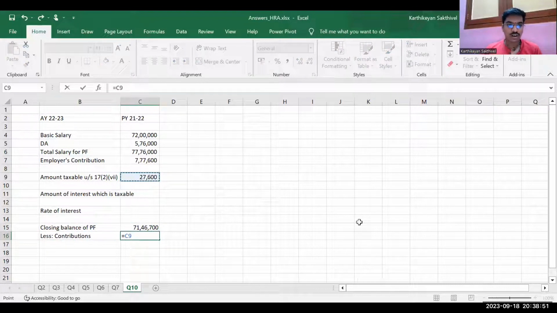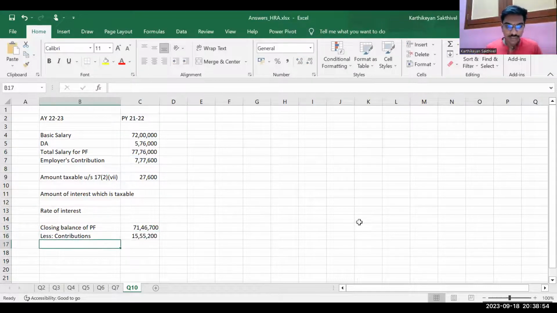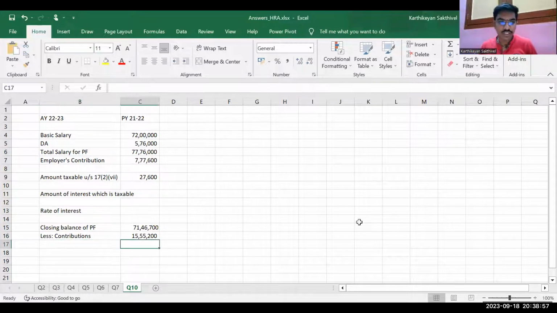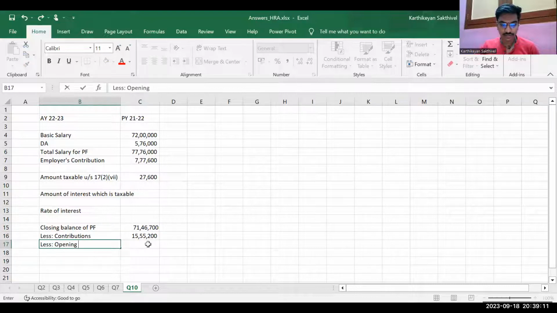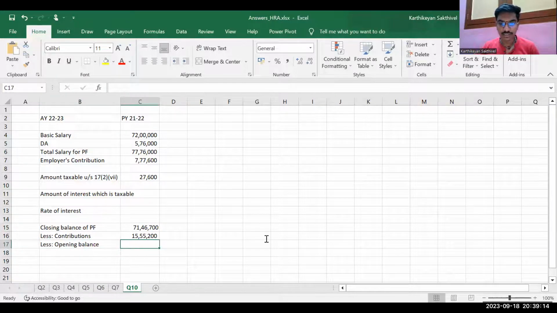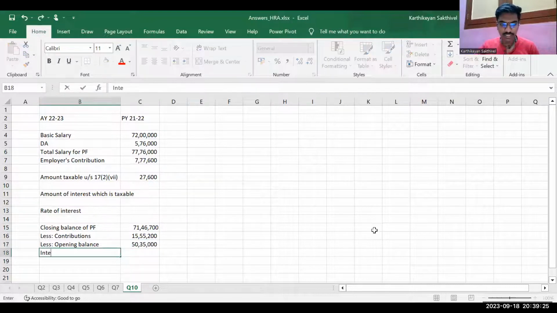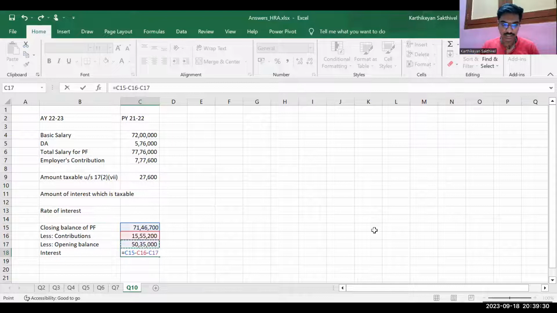So basically, what is the total contribution which is made? 15,55,200. Employer's contribution and employee's contribution are the same amounts, 10% and 10%. Correct? So basically 7,76,600 we have to take twice. Minus opening balance. What is my opening balance? 50,35,000. So what is my interest? Which is basically 71 minus this minus this.